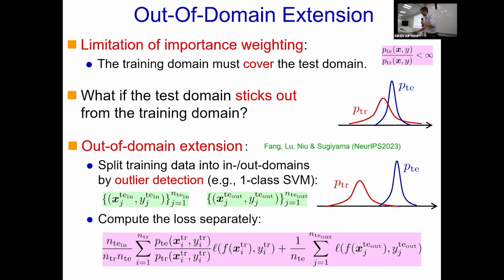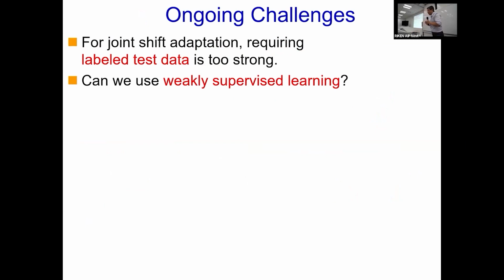So our ongoing challenges are here. For joint shift adaptation, we require a small number of labeled test data. But in practice, this is a very strong requirement. Maybe we don't really have label data from the test domain. So our idea is whether we can utilize weakly supervised learning in this context.